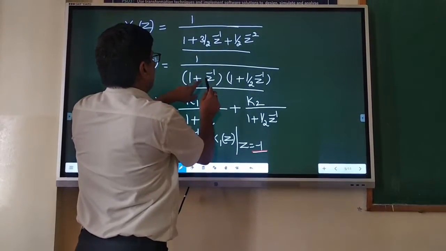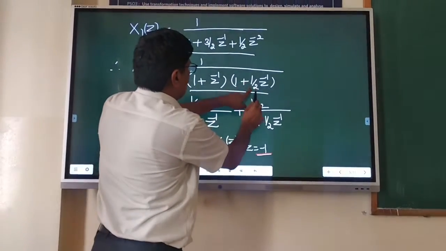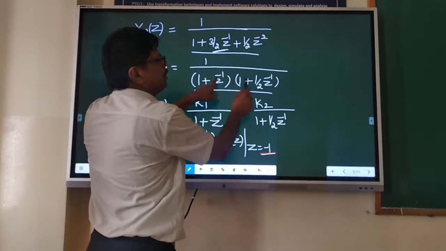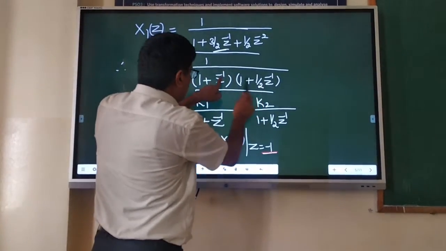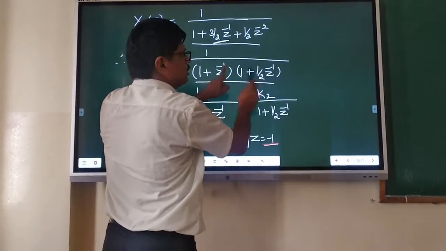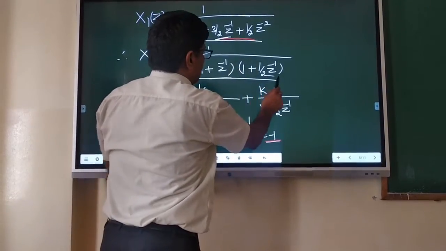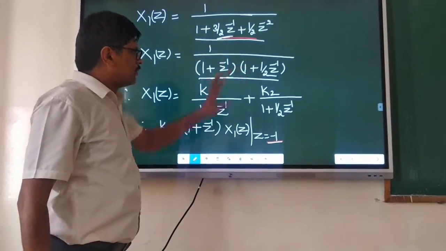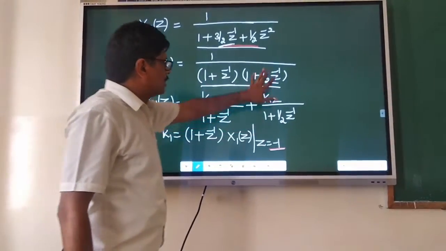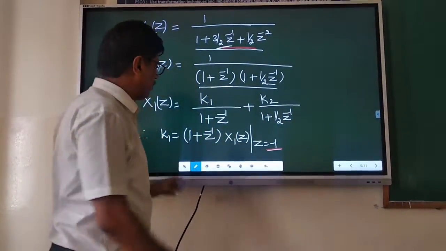Now see, 1 into 1, 1 plus 1 z inverse plus half z inverse is nothing but, when you add, this 3 by 2 z inverse, the middle term. Then when you multiply z inverse into 1 by 2 z inverse, you get 1 by 2 z inverse squared. That is how you do factorizations in maths also. Then after this, write X1(z) is equal to K1 by this plus K2 by this, partial fractions.